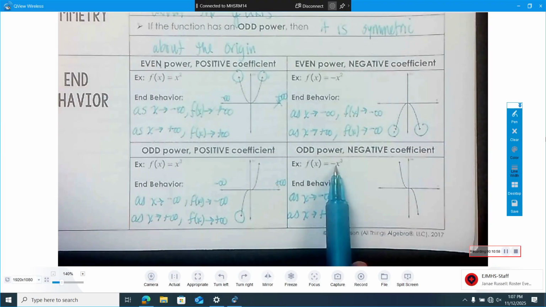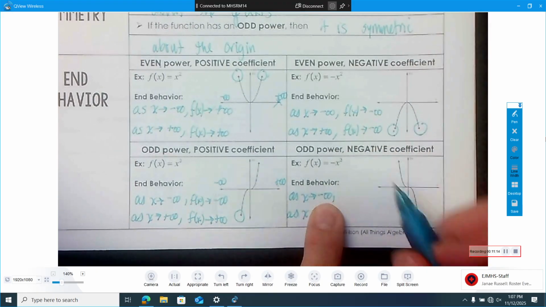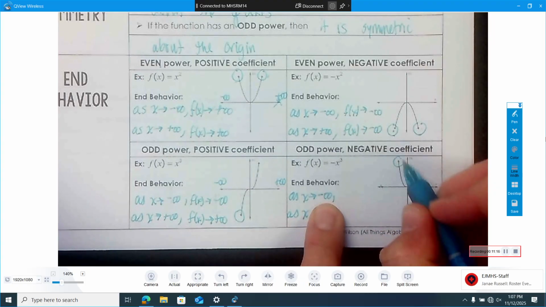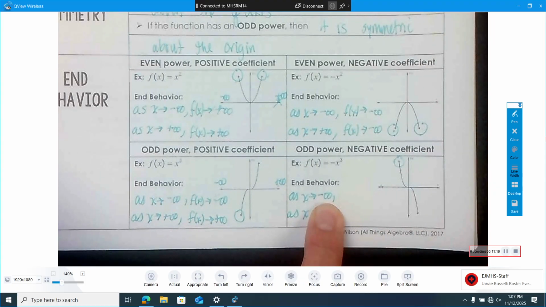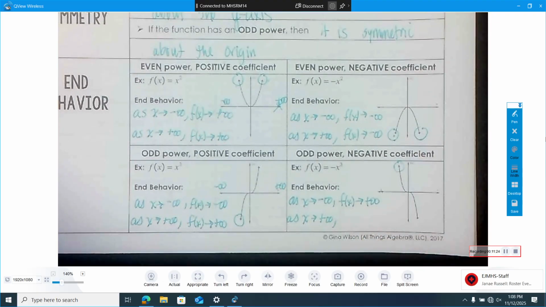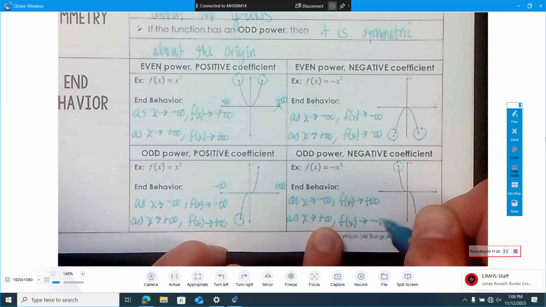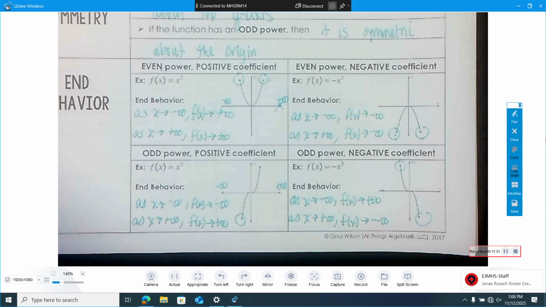And then, of course, if we put a negative in front of that cubic, what was low to high flips. And now it's going high to low. It's a decreasing function. It's going downhill from left to right, okay? So now, again, as x approaches negative infinity, so that's the left side, what's our function doing? Going up. So f of x is going to positive infinity. And as we go to the right, what's our function doing? Going down to negative infinity.